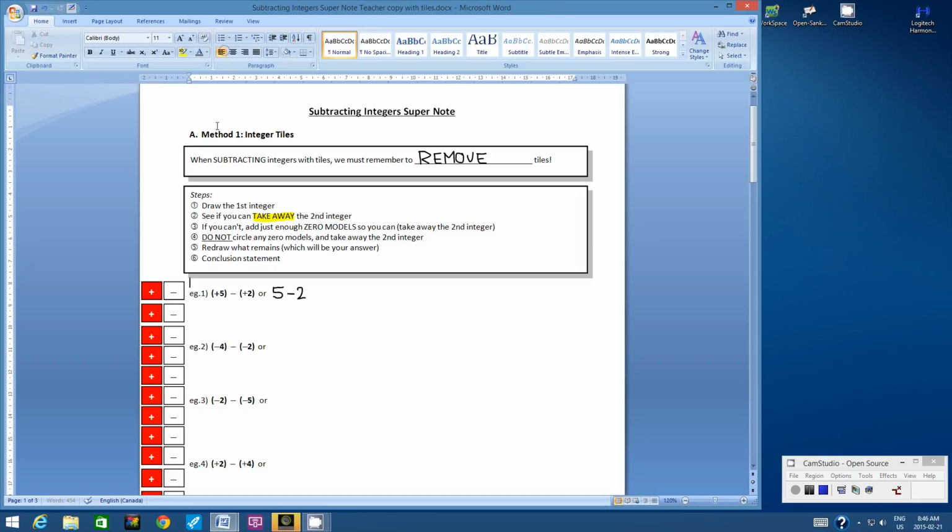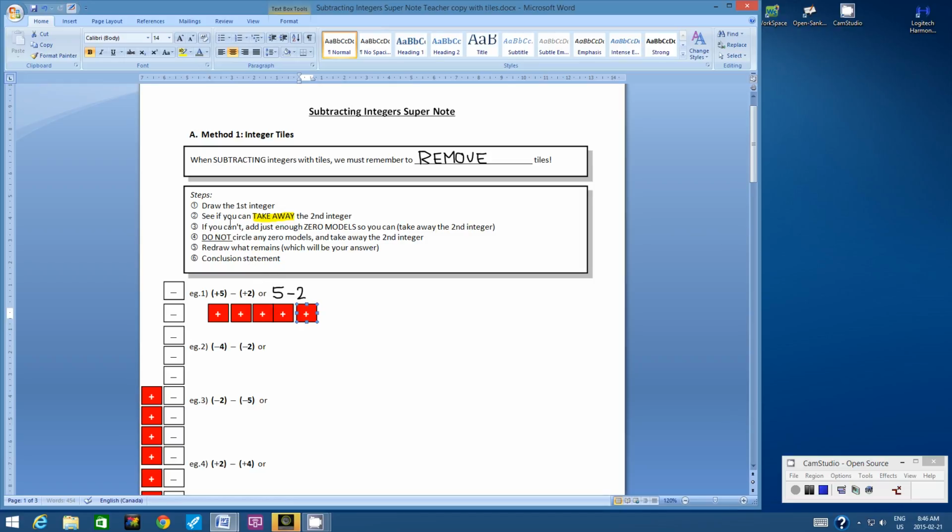Okay, so step number 1, draw the first integer. So we're going to build the first integer. The first integer is positive 5. So please bring over 5 positive tiles and put them all in a line, put them all in a row. So we've built our model of the first integer.